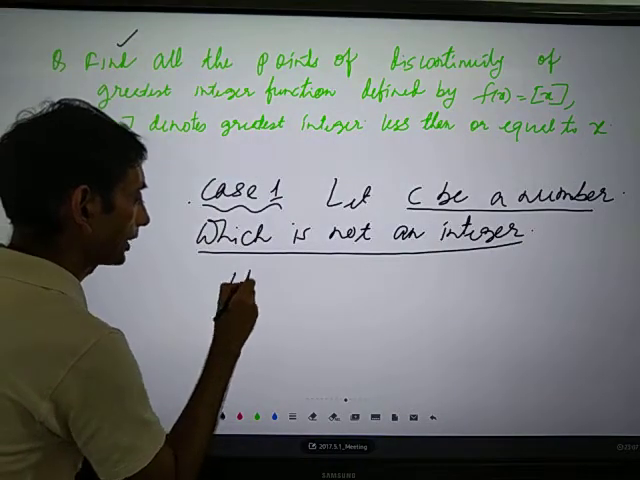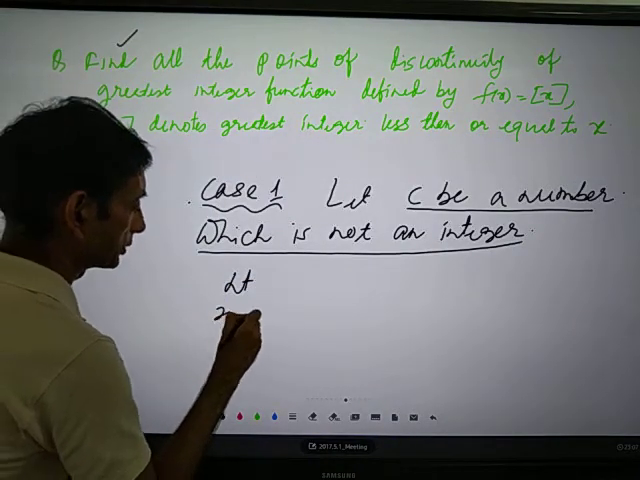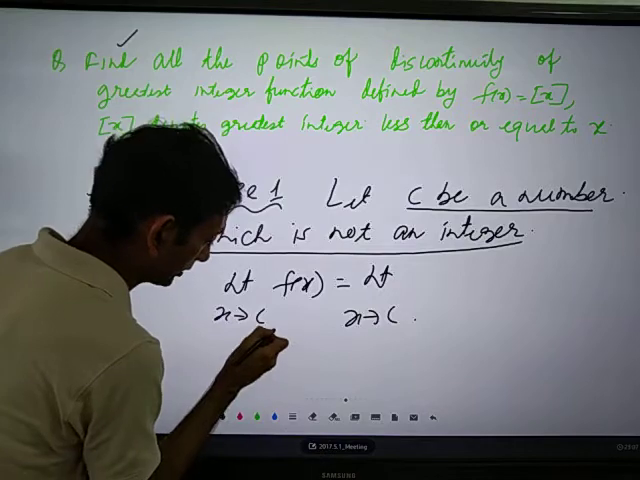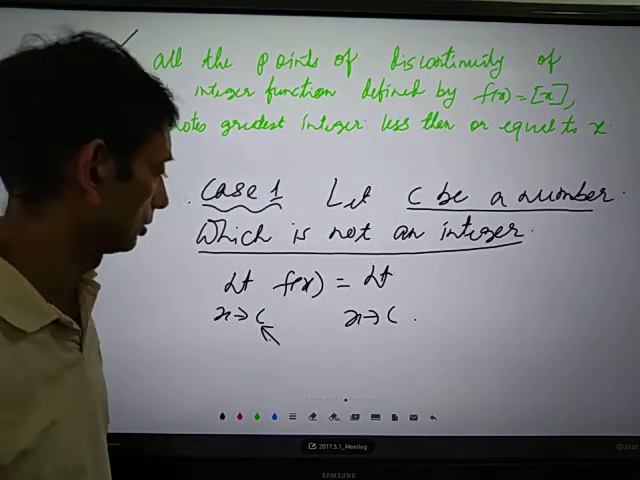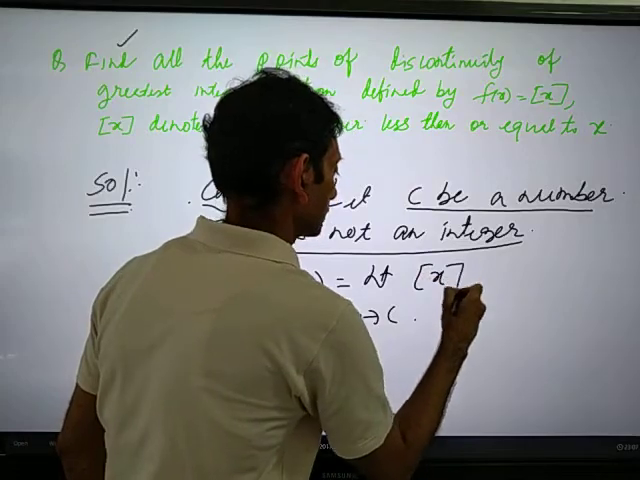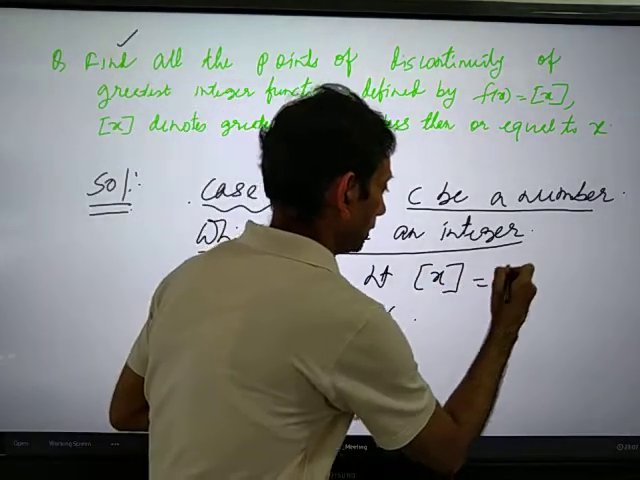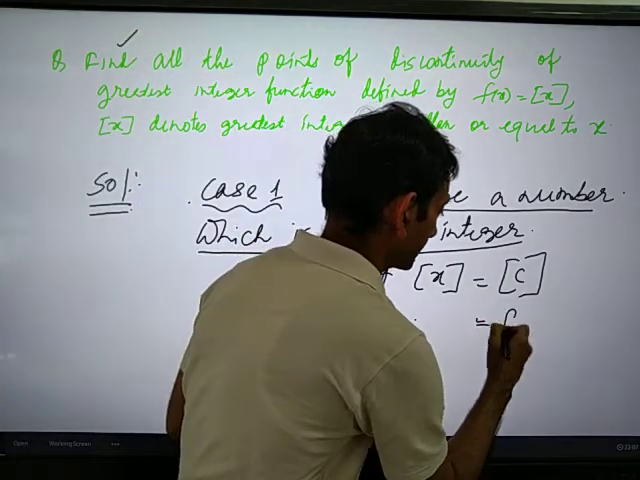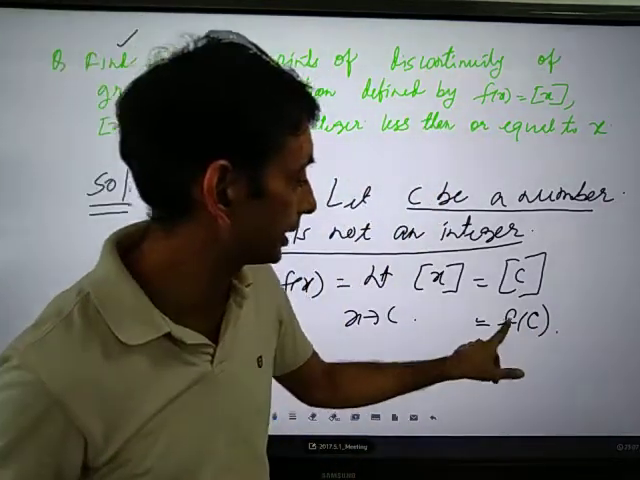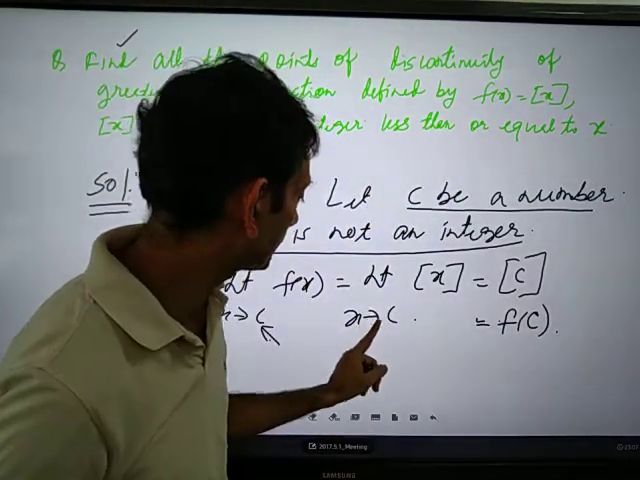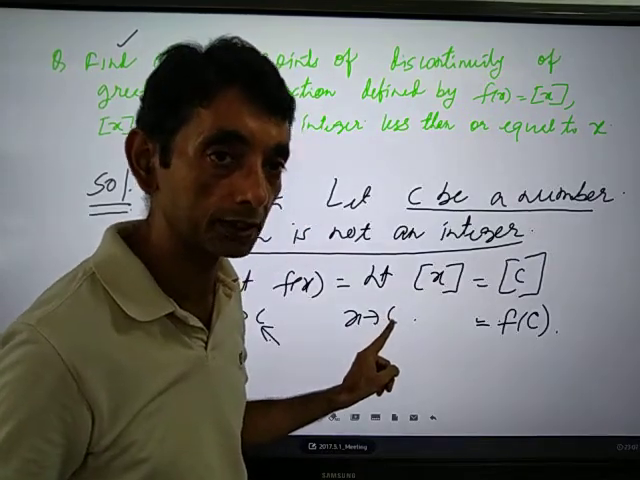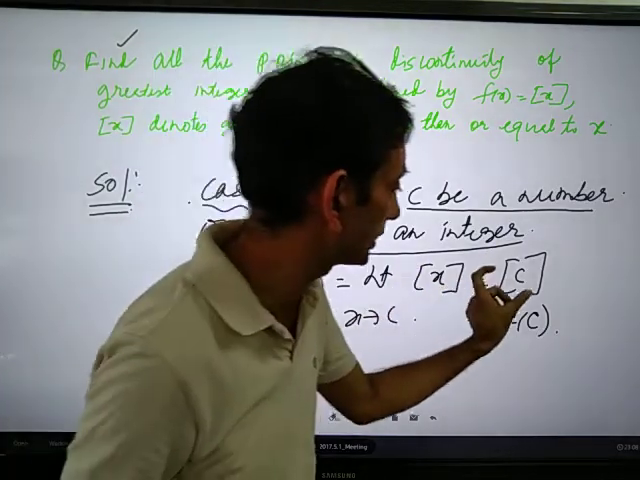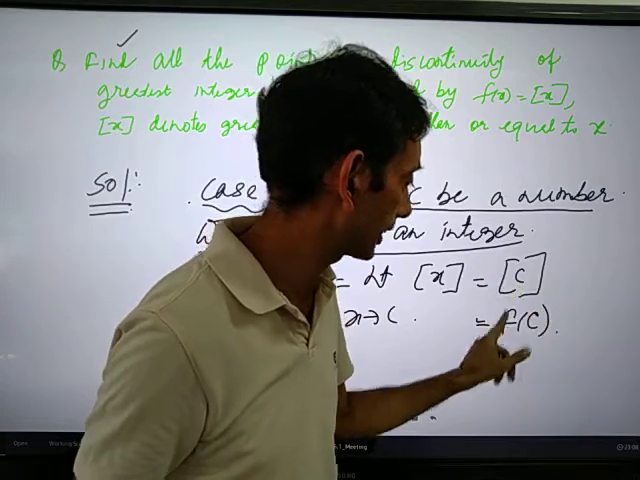So we can find out the limit, x approaches c of f(x). Remember that c is not an integer, it's a non-integral number. So f(x) can be replaced by this. If you take the limit, this will be the greatest integer value function of c, and that is definitely equal to f(c). The reason is that since c is not an integer, the limit as x approaches c of the greatest integer function will obviously be the greatest integer value of c. So that is equal to f(c).